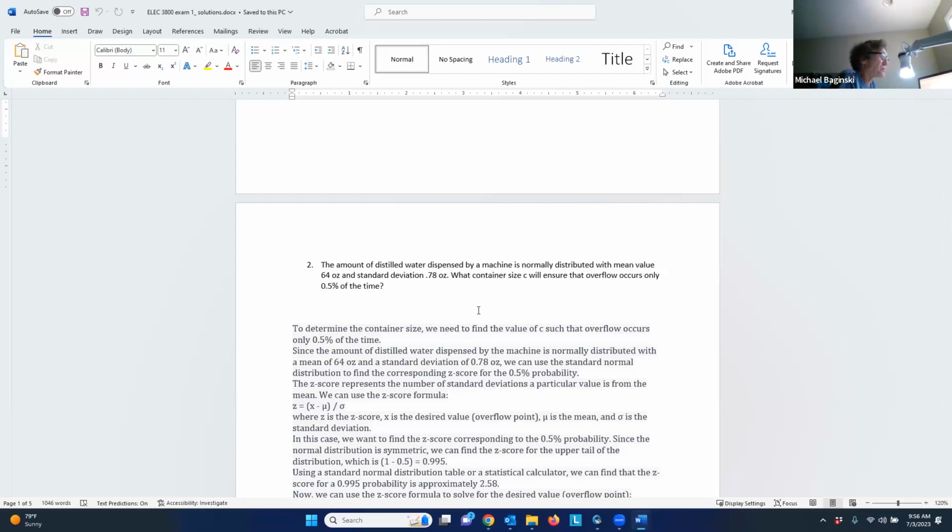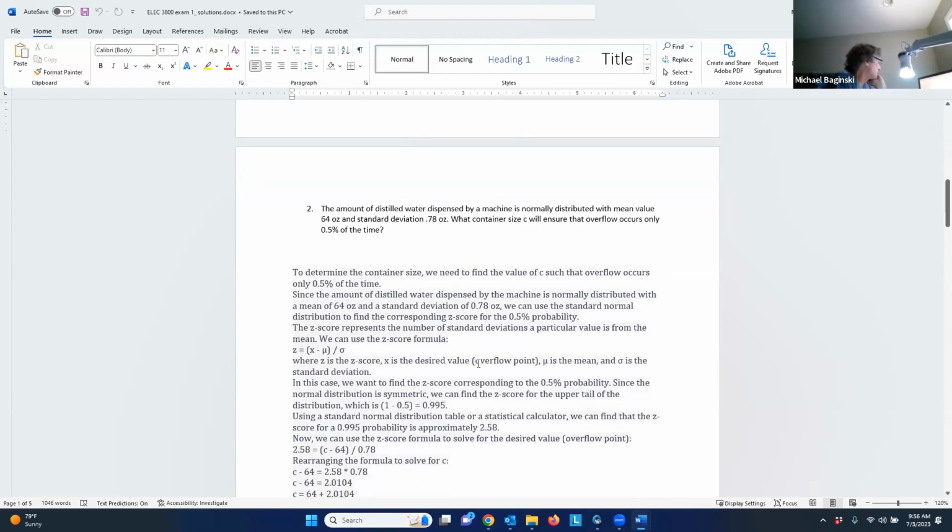A lot of people chose to use their calculators, and if you know what you're doing, it's not a problem. So to determine the container size, we need to find the value of C such that overflow occurs only 0.5% of the time. That means it doesn't overflow 1 minus that percentage, and this is really 0.005. So it's 1 minus 0.005, or 0.995, of the time it won't, since the amount of distilled water dispensed in the machine is normally distributed.